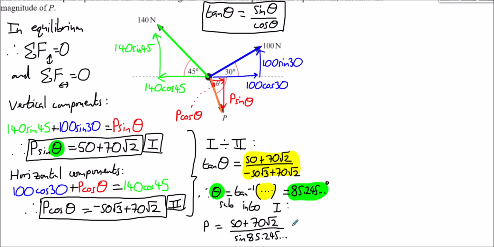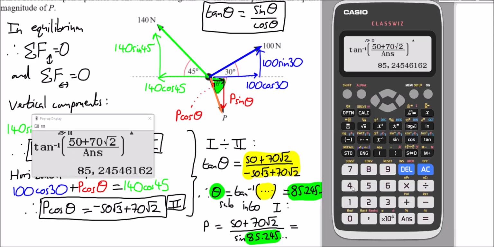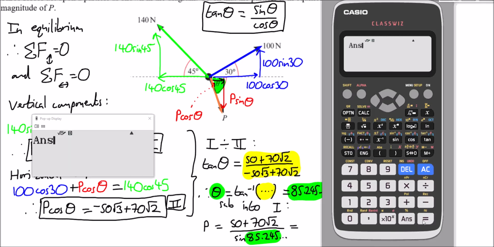Again, because this isn't the final answer, don't round this 85.245 too prematurely. Even though we have worked out what theta is, so we should be slightly proud of ourselves. So theta's in exact form on this calculator. I'm going to leave this as the stored answer, ANS equals theta, like you can see.